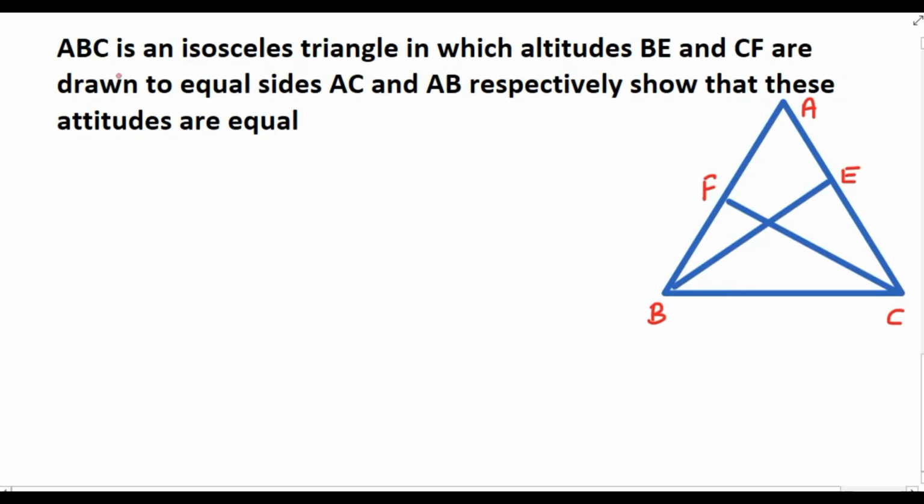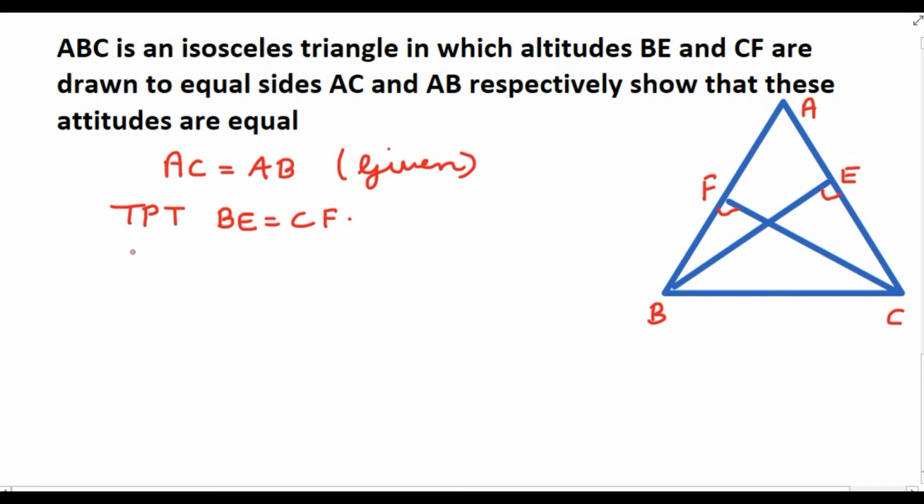Now the next question. ABC is an isosceles triangle in which altitudes BE and CF are drawn to equal sides AC and AB respectively. The altitudes mean these angles will be 90 degrees. So they have given AC equals AB, already this is given to us, and we need to prove that their altitudes are equal. That means we need to prove BE equals CF. This is the thing we need to prove.